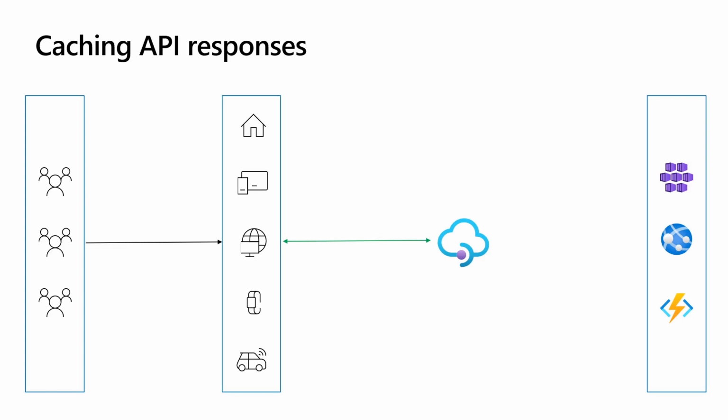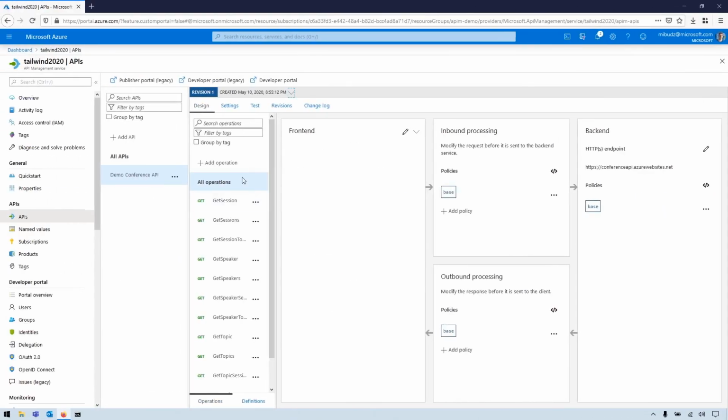This allows you to both reduce the latency as well as reduce the strain on the backend services, which in turn means that you can downgrade your backend services and save on the cost. Let's see how it can be applied in practice. This time, I will use the Azure portal to apply the caching policy.